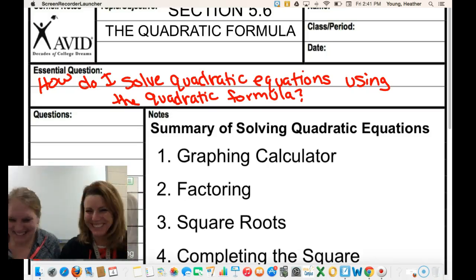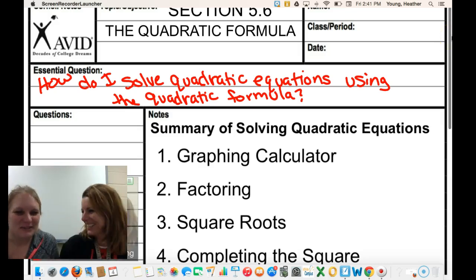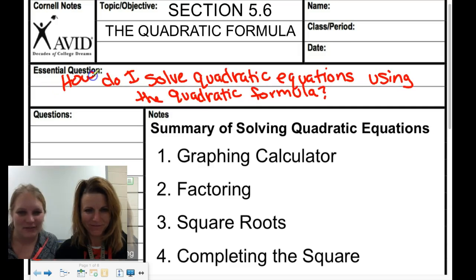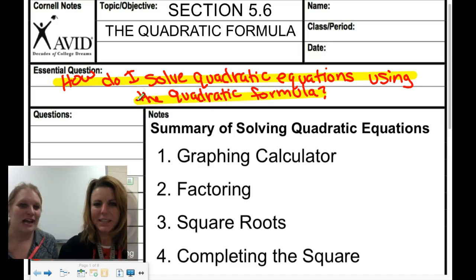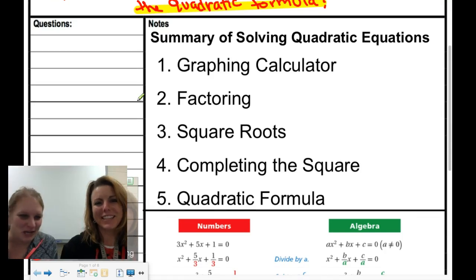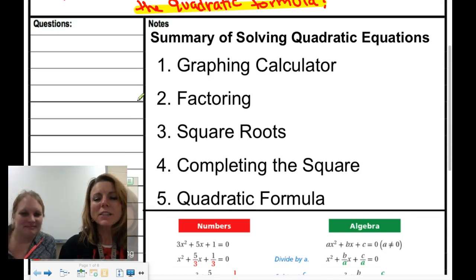Okay. So our essential question today is, how do I solve quadratic equations using the quadratic formula? And you guys are in for a real treat when we have class tomorrow. Just wait. So let's go through this.